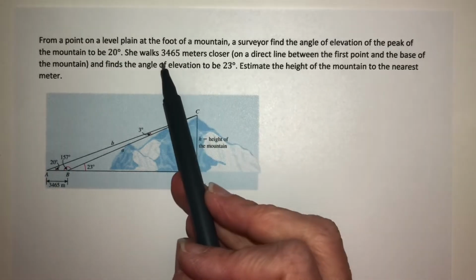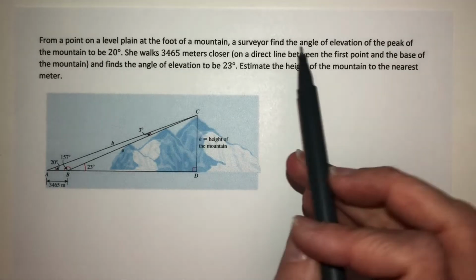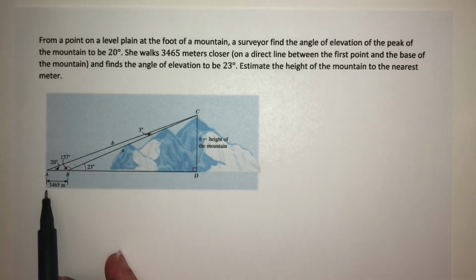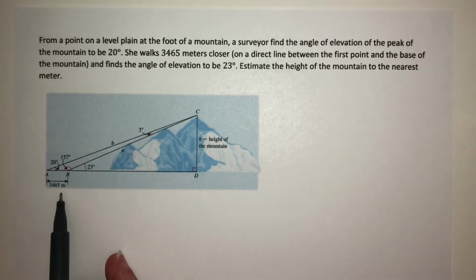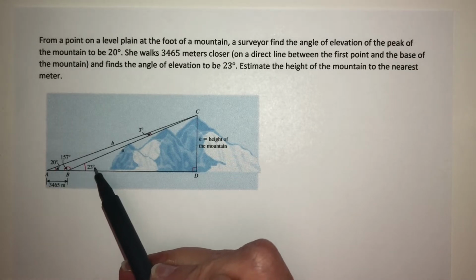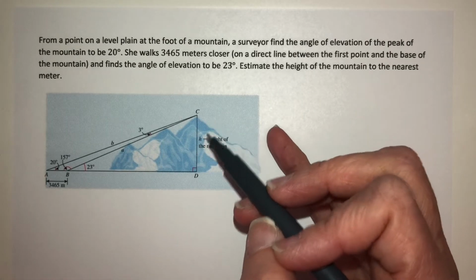She walks 3,465 meters closer on a direct line between the first point and the base of the mountain. So from here, that's 3,465 meters. She finds that the new angle of elevation to be 23 degrees. Now estimate the height of the mountain to the nearest meter.